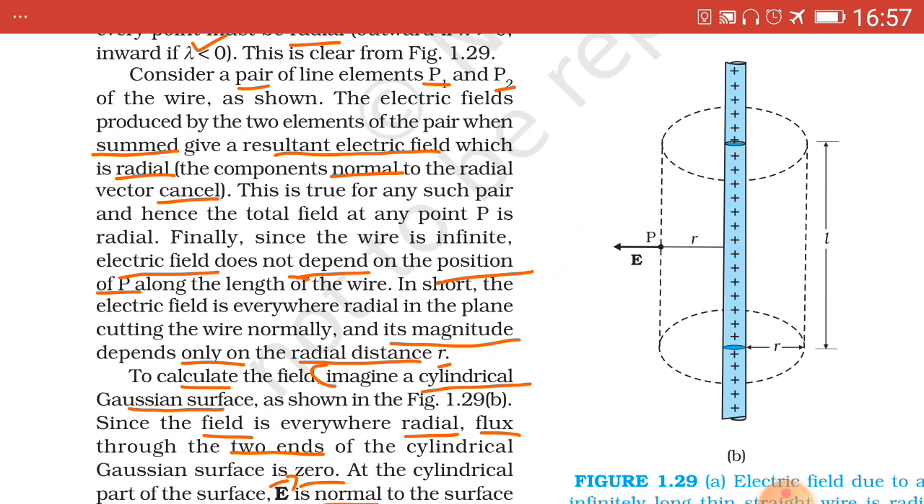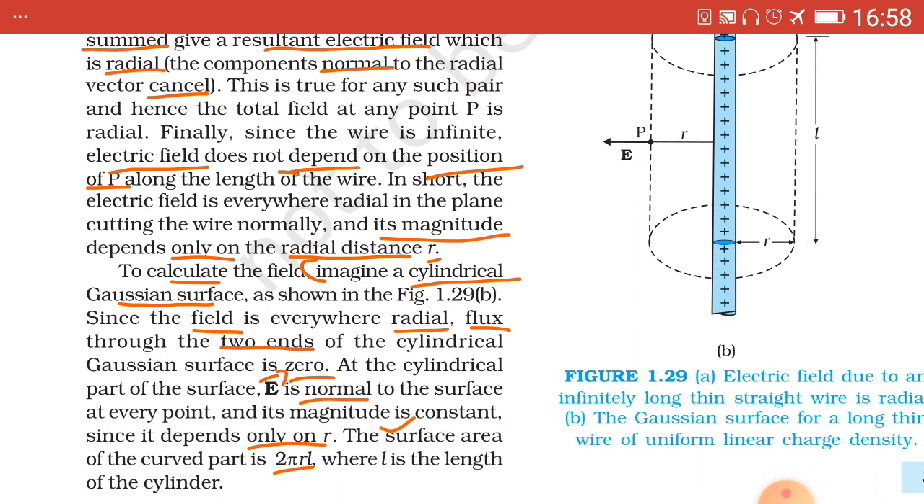To calculate the field, we imagine a cylindrical Gaussian surface shown in the form of a cylinder with a dotted line, because we have to imagine, therefore dotted line is shown. Since the field is radial everywhere, flux through the two ends of the cylindrical Gaussian surface is zero. Flux is zero at the two ends. Why? Because vector E is perpendicular to delta S vector.